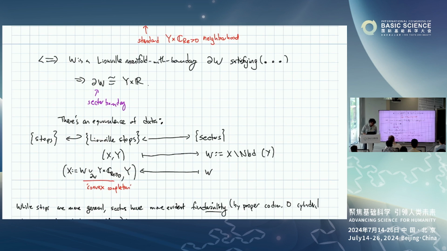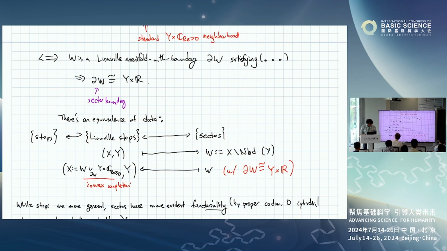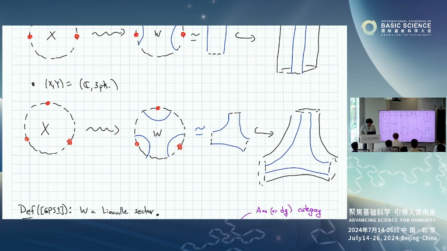So actually, we can go back and forth between Liouville stops and sectors. Given a pair X, Y, as I mentioned, the sector is X minus a neighborhood of Y. But given a sector, we know that the boundary of the sector has to be of the form Y cross R. So I can then just attach back Y cross half plane along Y cross R and get back my Liouville pair. This is a process called convex completion. So we can go back and forth, they're equivalent. Therefore, you might say, well, stops are more general because I can have non-Liouville stops. And indeed, that's true. However, sectors, as I mentioned earlier, have this more evident functoriality, which is the focus of our first paper. Okay, so I did these examples already.